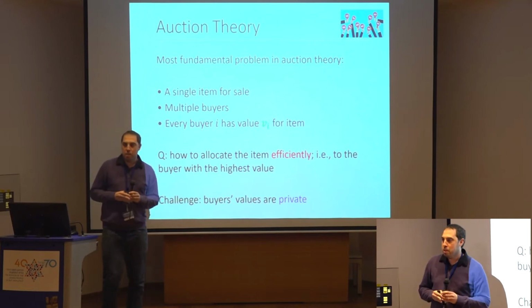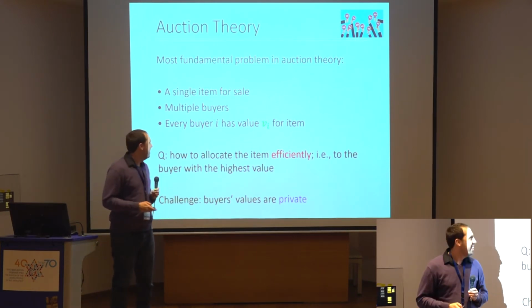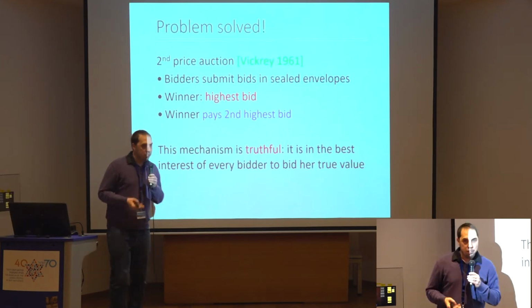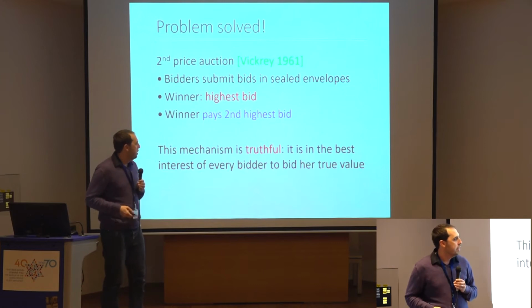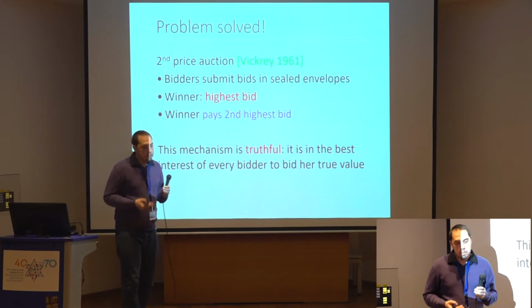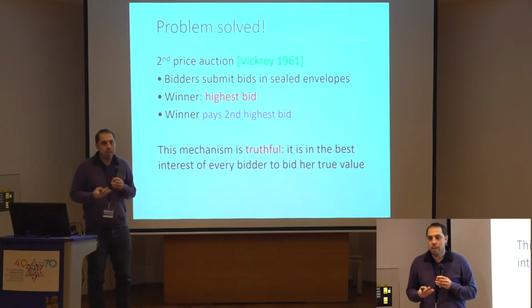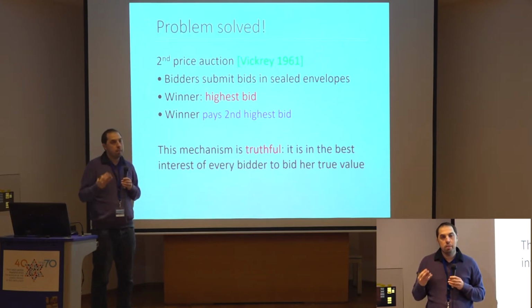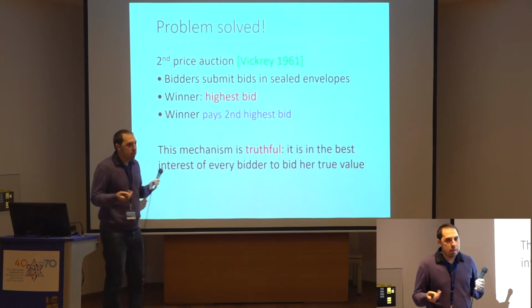Any idea how to solve this problem? Just to check that you're all awake. Okay. So we all know the solution. It's the second price auction by Vickrey. And this mechanism is truthful, which we all know means that everybody would rather say their real value. Okay, so what am I talking about here?